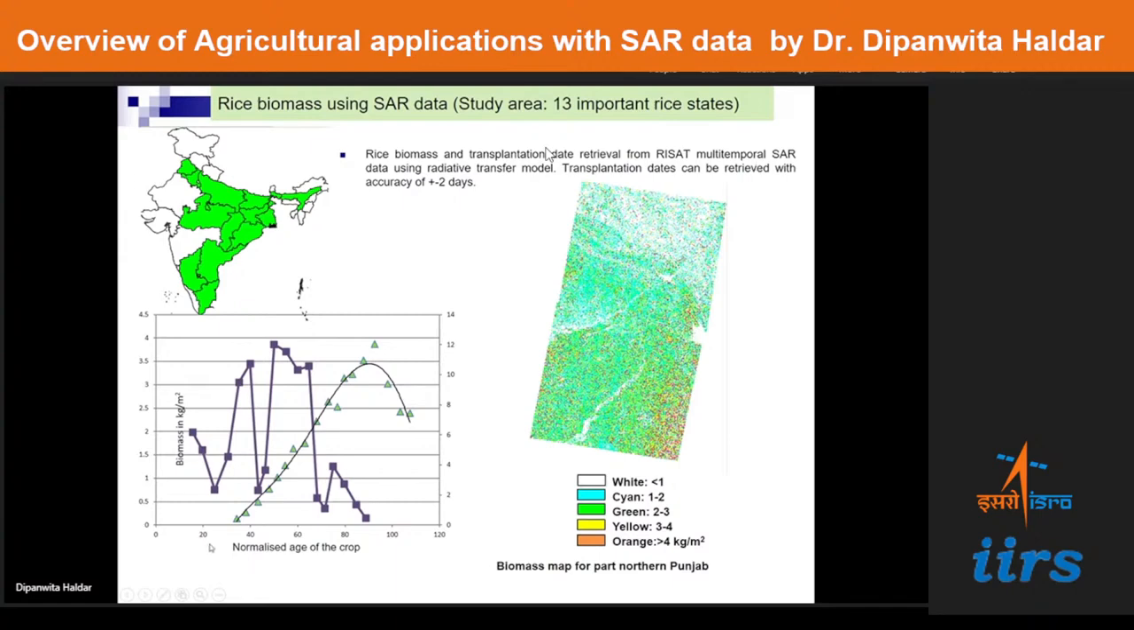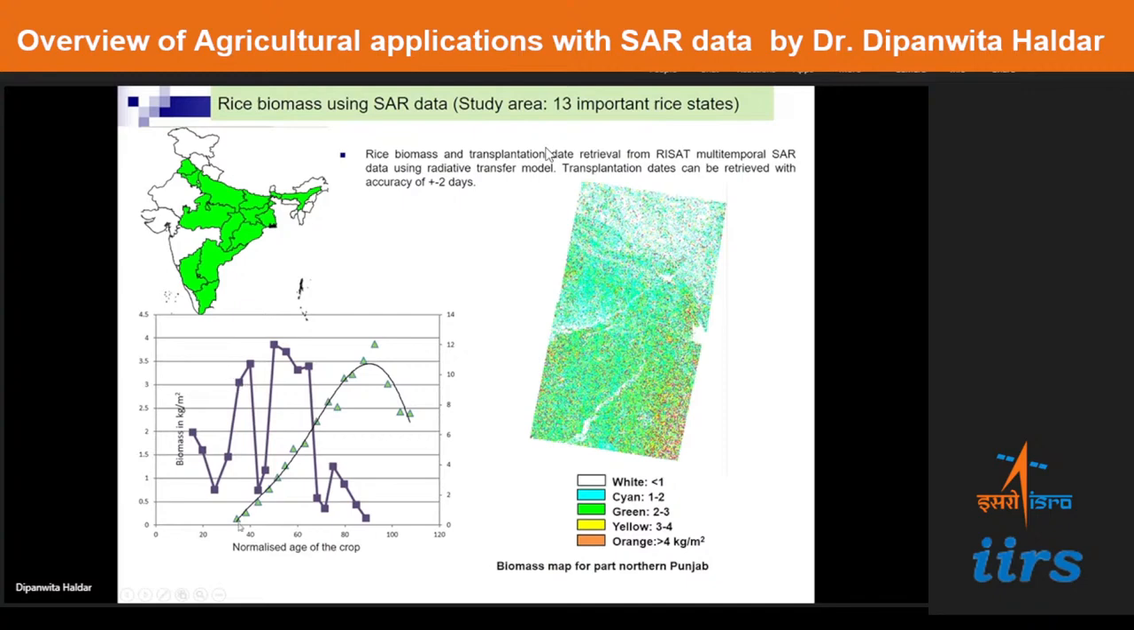In this graph on the left-hand side, this is how the biomass is varying. This green triangle curve shows how the biomass is varying, and this purple curve shows you the frequency plot. So there are two peaks. The x-axis is 0 to 120, which is days in the Kharif calendar, starting from June 1 until it goes till October.